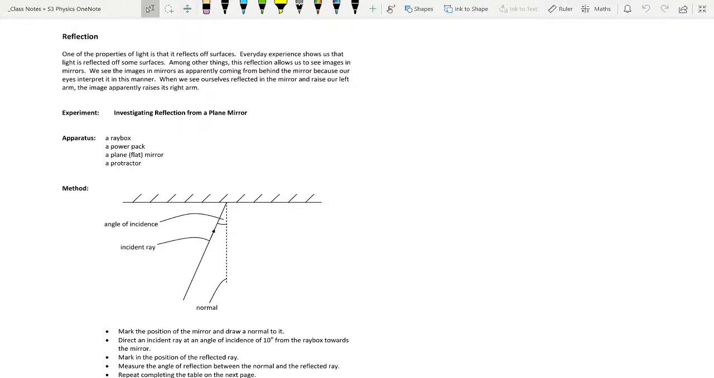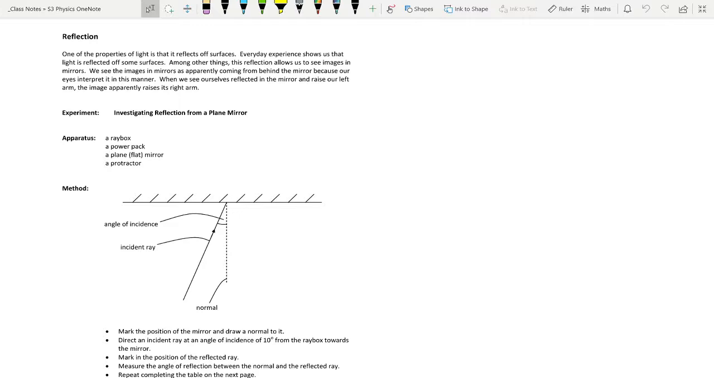So one of the properties of light is that it reflects off surfaces. Everyday experience shows that light is reflected off some surfaces. Among other things, this reflection allows us to see images in mirrors. We see the images in mirrors as apparently coming from behind the mirror because our eyes interpret it in this manner.